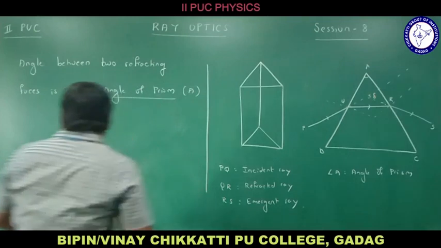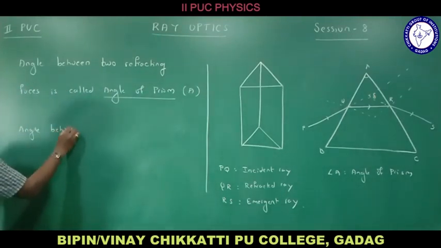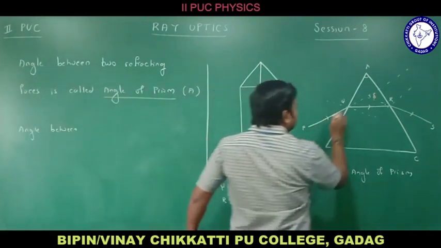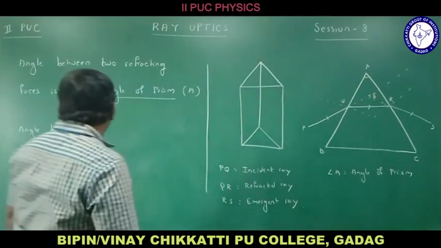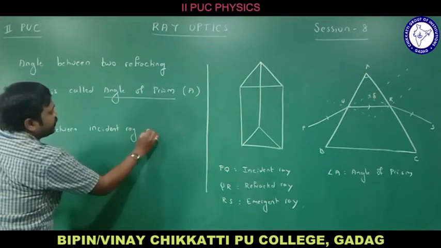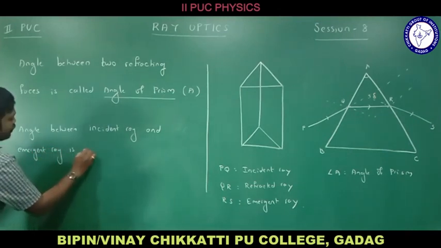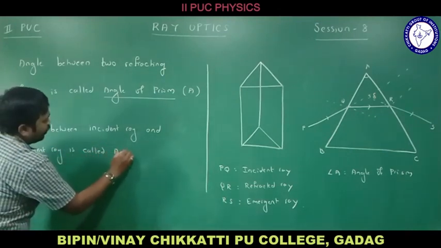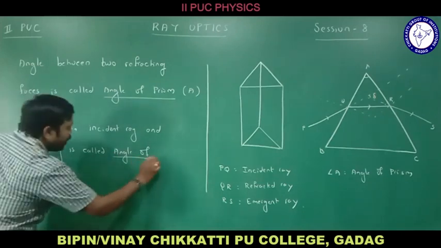Or we can also define it like this. It is the angle between, which is this ray? This is the incident ray, this is the emergent ray, which I have extended like this. The angle between the incident ray and the emergent ray is called the angle of deviation, and we denote it by delta.